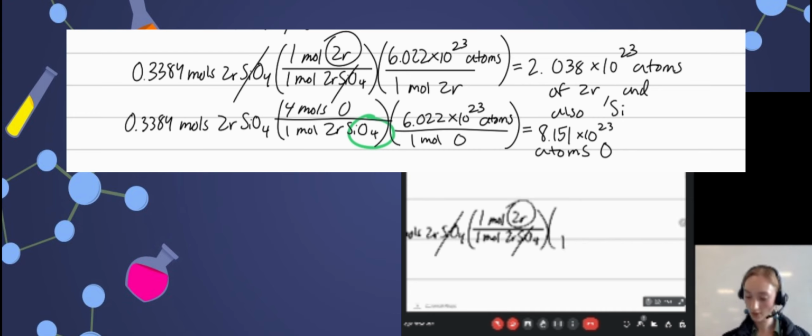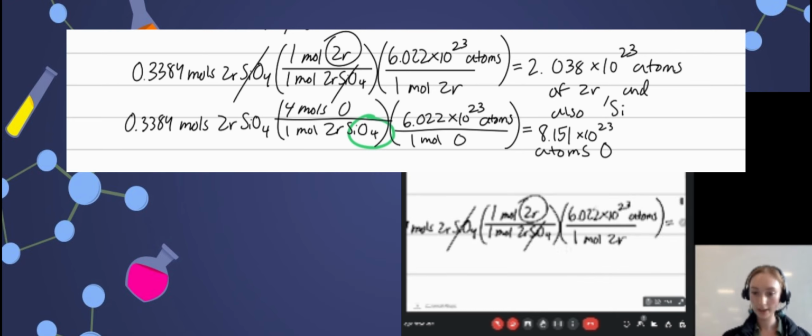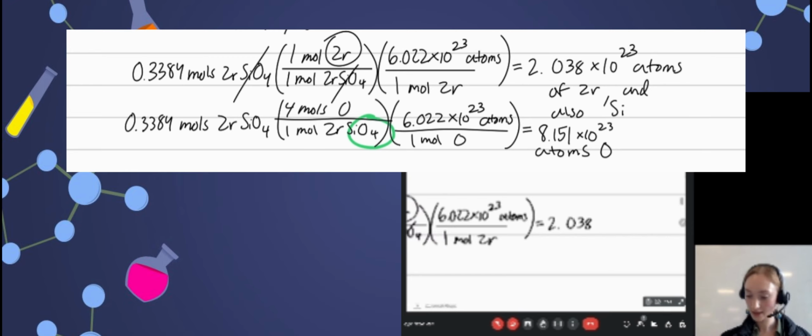So we have 1 mole of zircon, so since we have 1 mole of this, we know that we have 6.022 times 10 to the 23rd atoms, because we're working with an atom here. And so working this whole conversion out, we will get 2.038 times 10 to the 23rd atoms of zircon. And just like I said previously, this is also the same number of silicon because of the 1-to-1 ratio. So this is of zircon and also silicon.